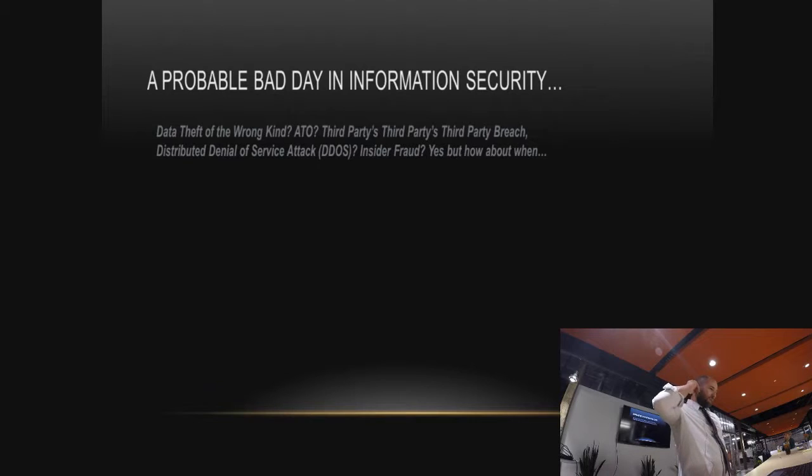So, I'm going to start with a probable bad day in information security, which may include data theft of the wrong kind, account takeover activity, a third party breach. Anyone been a victim of a third party breach? Okay, so I'm the only one. Every information compromised letter I've ever gotten was because of a third party. Now, we're not actually going to go into how you prevent that. We're going to stick with just third parties, but that's a bad day.